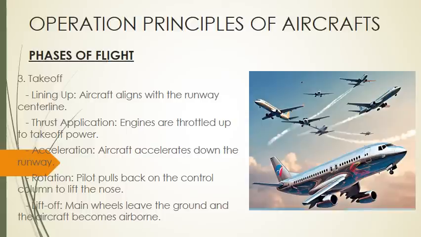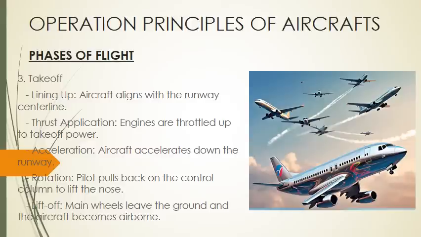The third phase is the takeoff. There are a couple of things here: lining up, thrust application, acceleration, rotation, and lift off. The first, lining up: the aircraft aligns with the runway center line. Then thrust application: engines are throttled up to takeoff power. Acceleration: the aircraft accelerates down the runway. Rotation: the pilot pulls back on the control column to lift the nose. Lift off: the main wheels leave the ground and the aircraft becomes airborne.